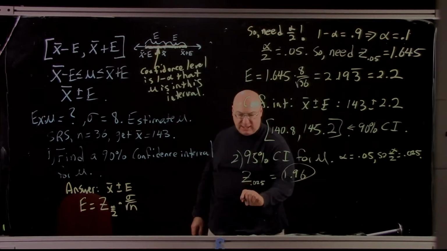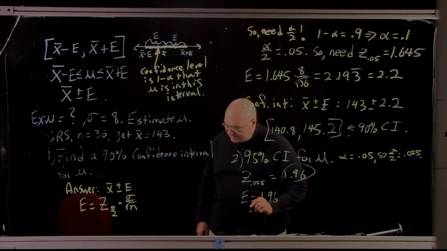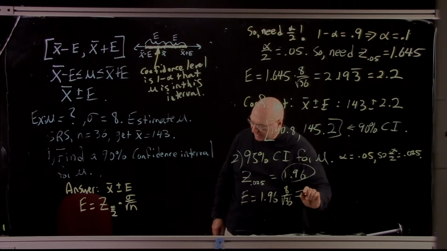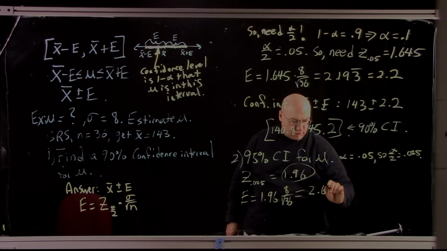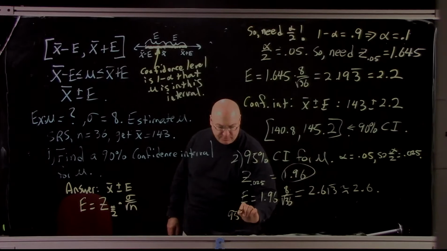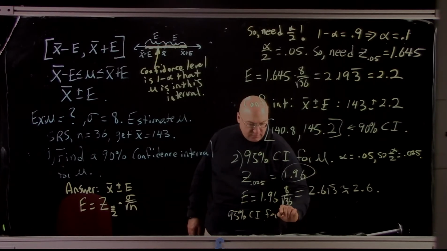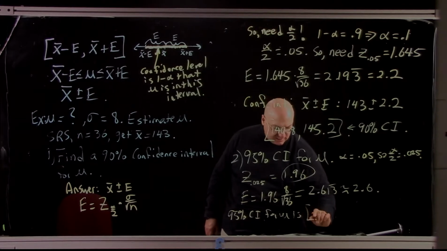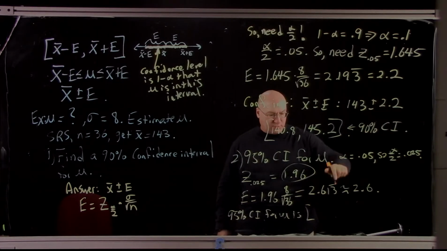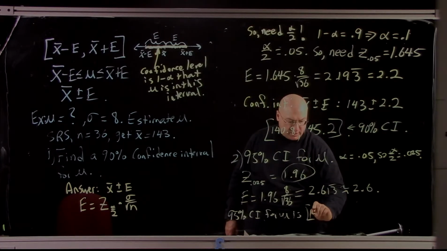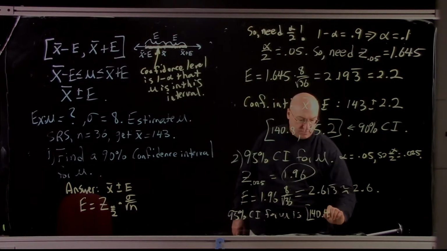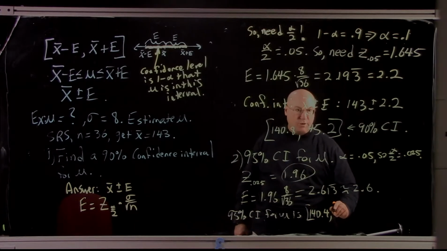If I do that, I get E is 1.96 times 8 over the square root of 36, and that works out to be 2.613, so we'll call that 2.6. So the 95% confidence interval for mu is, I'll go down from 143 this time by 2.6, so I get 140.4, and then go up to 145.6.